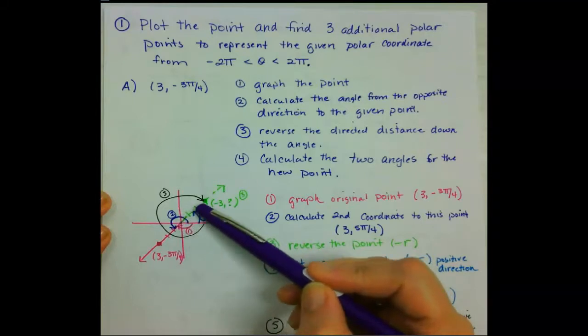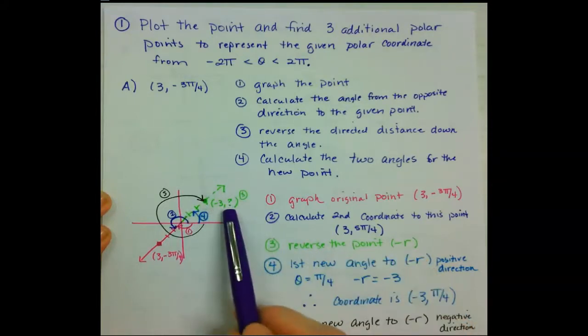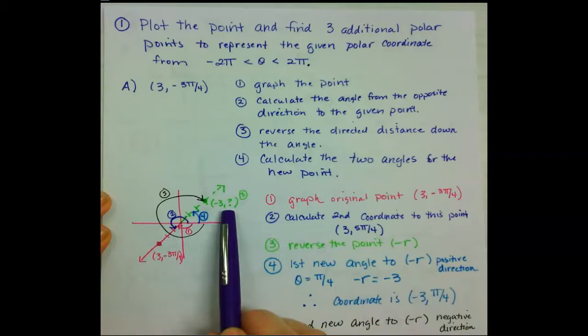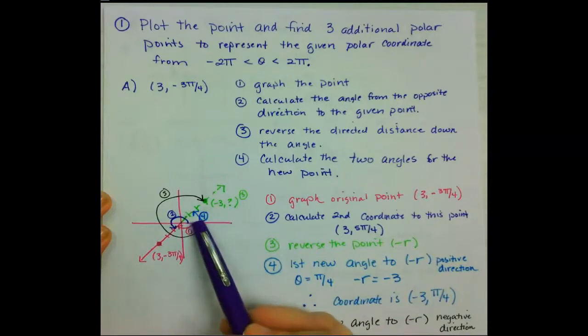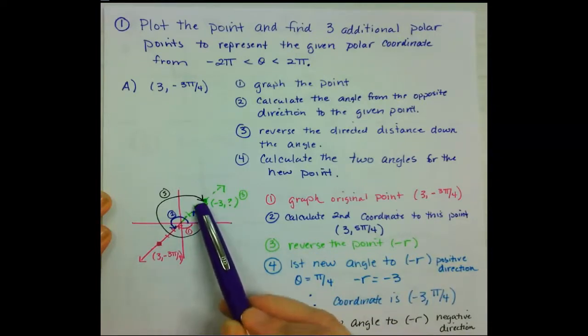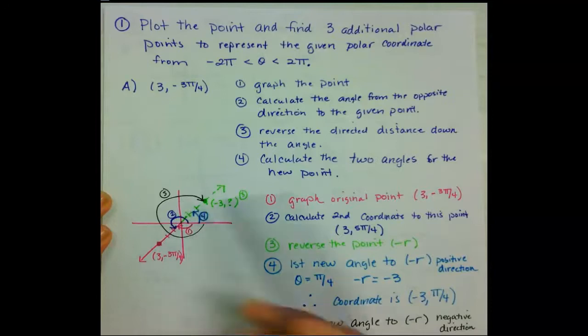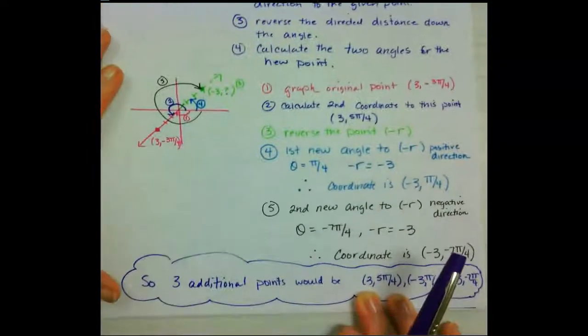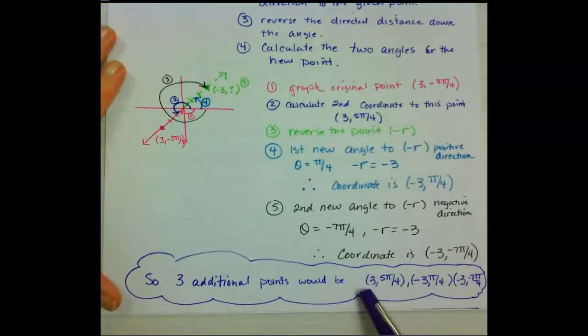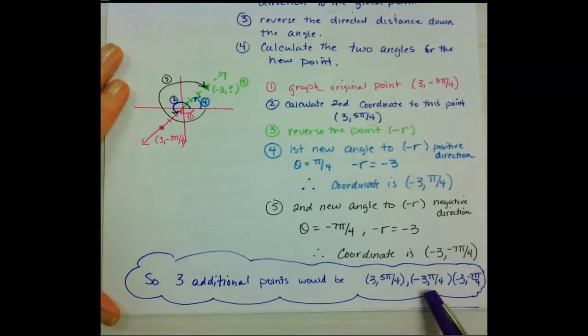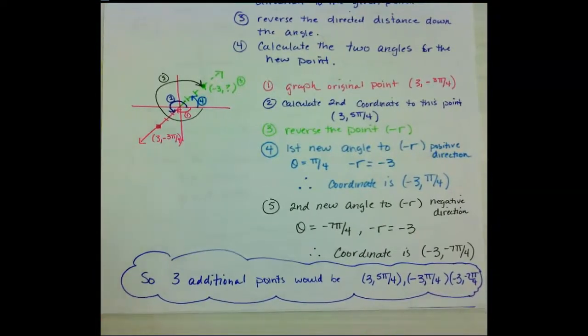but now I'm going to do 1, 2, 3 in this direction, and so I'm going to have a negative 3 for my directed distance, and then I'm going to have the positive angle that goes from the polar axis to the line, and I'm going to have the negative angle that goes from the polar axis all the way back around here to the line. And so once I've done that, the coordinates that I actually will find are 3, 5 pi over 4, negative 3 pi over 4, and negative 3, negative 7 pi over 4.